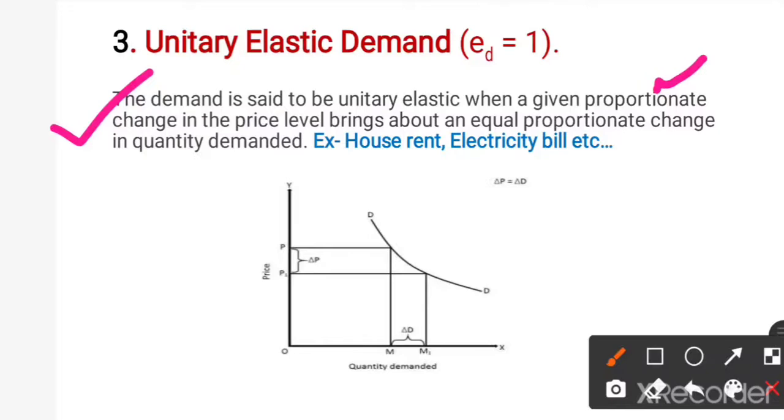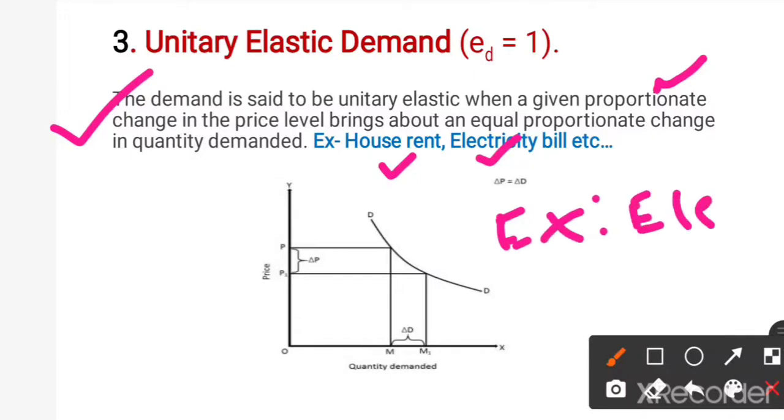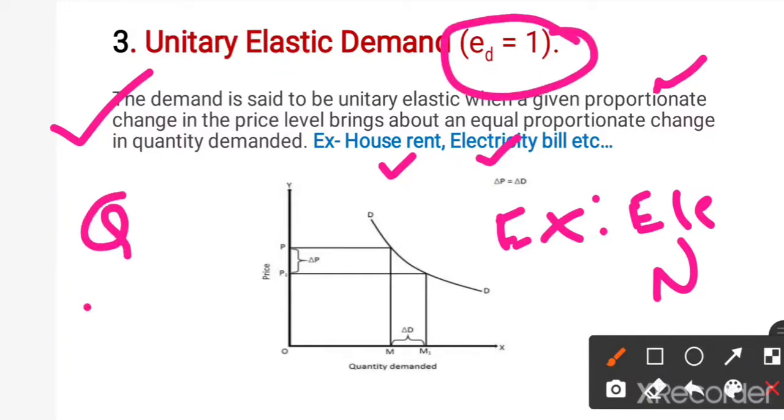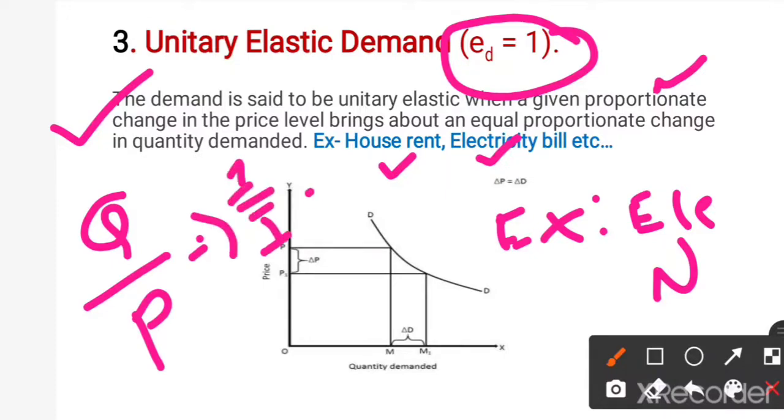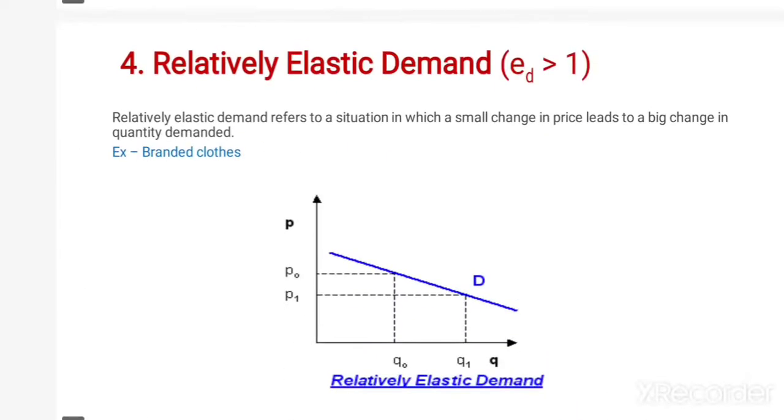So for example, if you are getting confused with house rent and electricity bill, you can just write electronic devices or normal goods. Here elasticity of demand will be 1, because change in quantity demanded and change in price will be the same. So 1 divided by 1 will be 1. Fine.